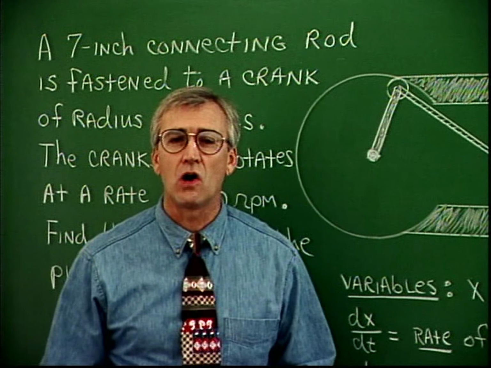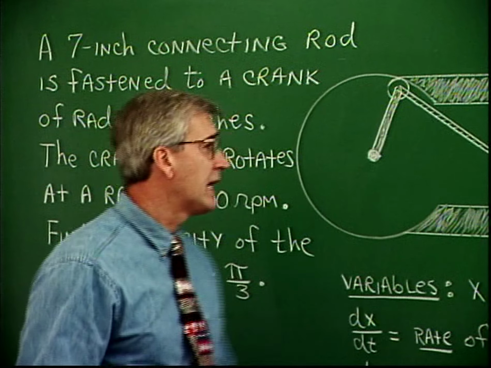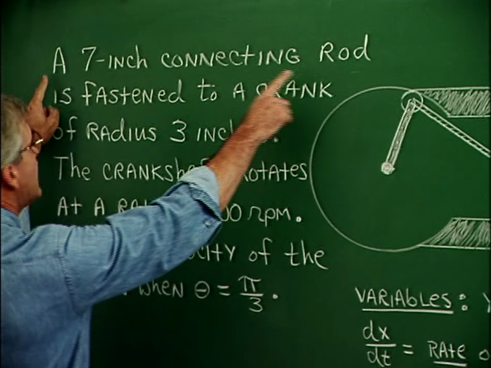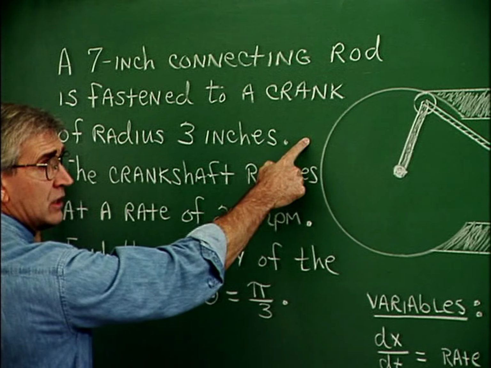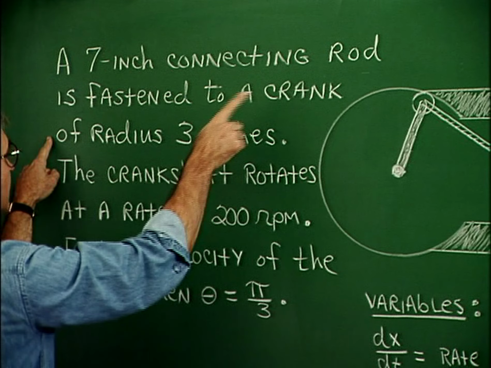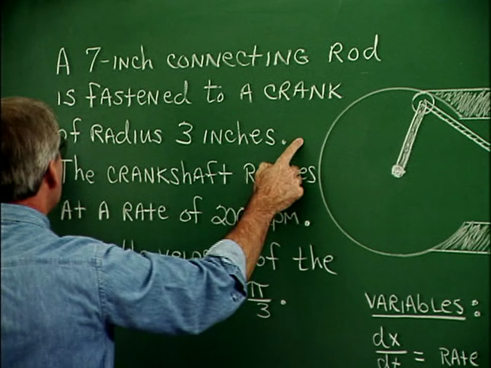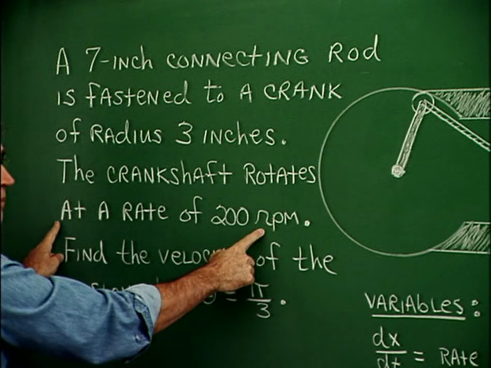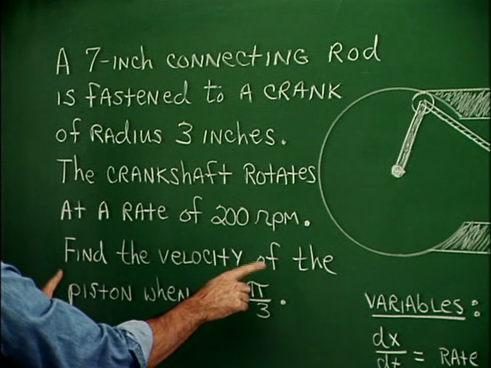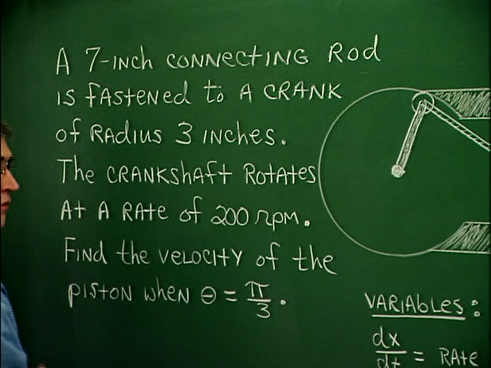Here's a problem that involves an internal combustion engine. It says a 7-inch connecting rod is fastened to a crank of radius 3 inches. We'll look at a drawing of the connecting rod and the crank in just a moment. But let's continue. The crankshaft rotates at a rate of 200 RPM. Find the velocity of the piston when theta is pi over 3.